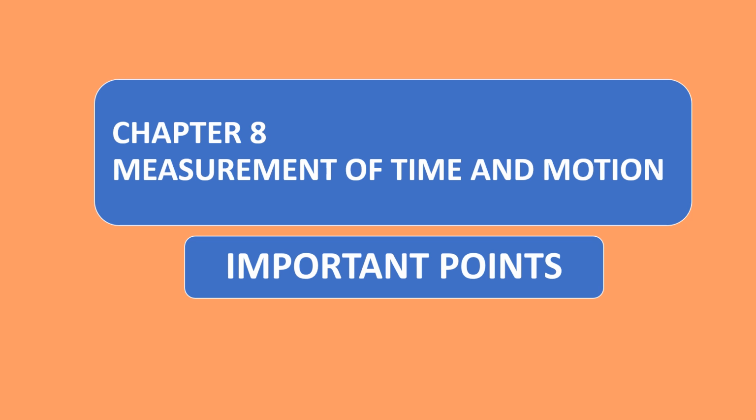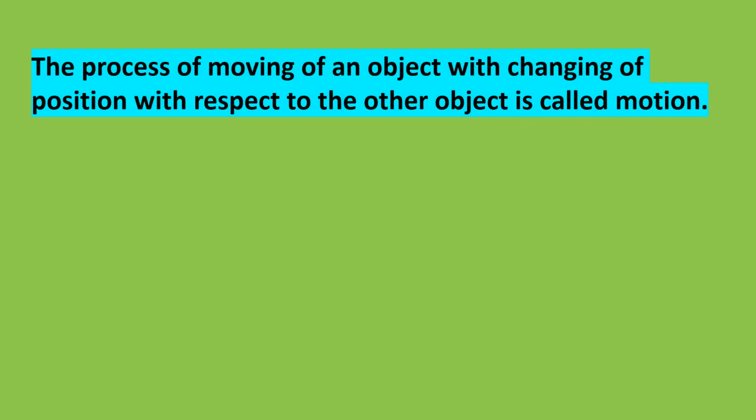Let's start the important points of chapter number 8, Measurement of Time and Motion. The process of moving of an object with changing of position with respect to another object is called motion. So the definition of motion is: when a moving object changes its position with respect to another object, it is called motion.